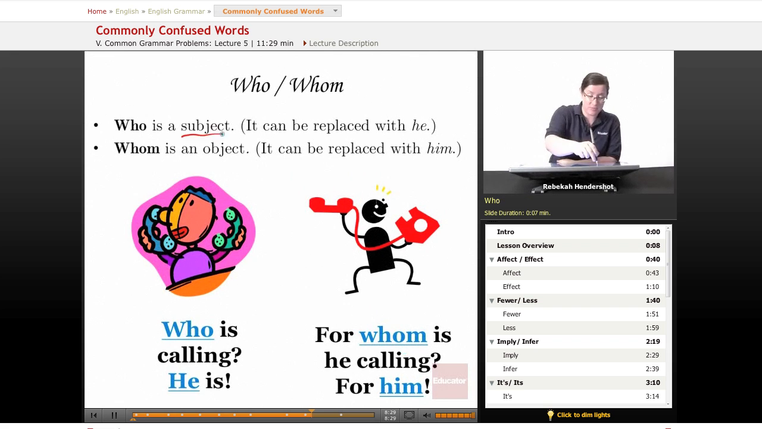Who is a subject. Now, you might remember from grammar that the subject of the sentence is what performs the action. Whom is an object. And again, if you've taken grammar, you know that an object is what receives the action. Now, how do you actually remember this? Just remember he and him. If it ends with a vowel, like O or E, who can be replaced with he. Whom can be replaced with him.